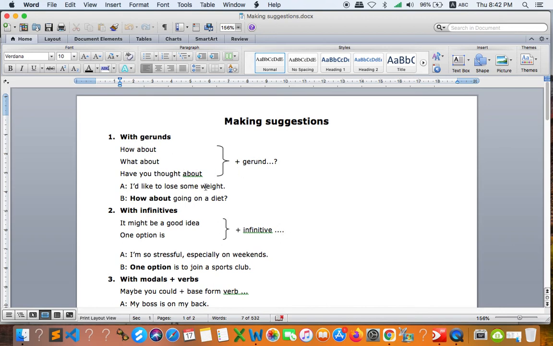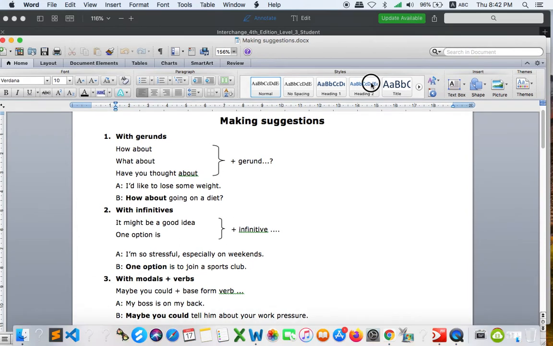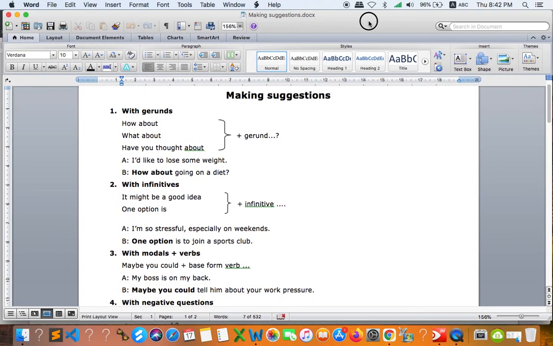All right, and number 2, infinitives. So we have two: it might be a good idea, and one option is, as you can see in this example with infinitive. After these two expressions, we use the infinitive. All right, as you can see in this example, I'm so stressed, especially on weekends. One option is to join a sports club. You don't have to use one option. You can say, it might be a good idea to join a sports club. Make sure that you use the infinitive whenever you see this kind of expression.